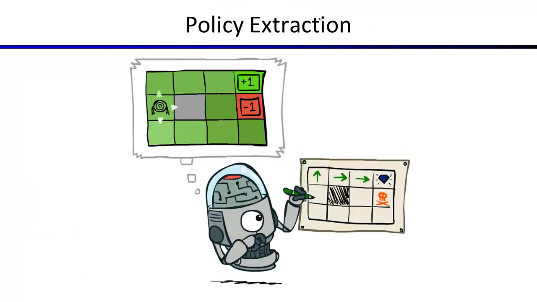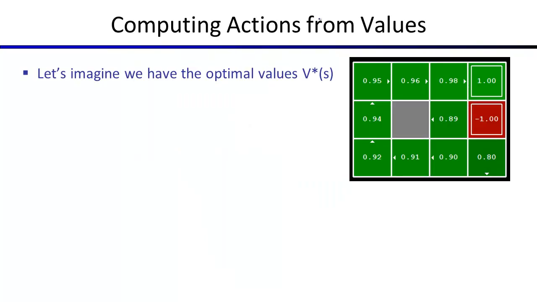All right. Next thing we're going to look at is policy extraction. Then we're going to combine policy evaluation and policy extraction to get a new algorithm to solve MDPs. So what's policy extraction? The idea here is that you somehow come up with a policy from something. So let's imagine you have the optimal values V star available to you. And I tell you, well, you're in this state over here. Your value is 0.95. What are you going to do?